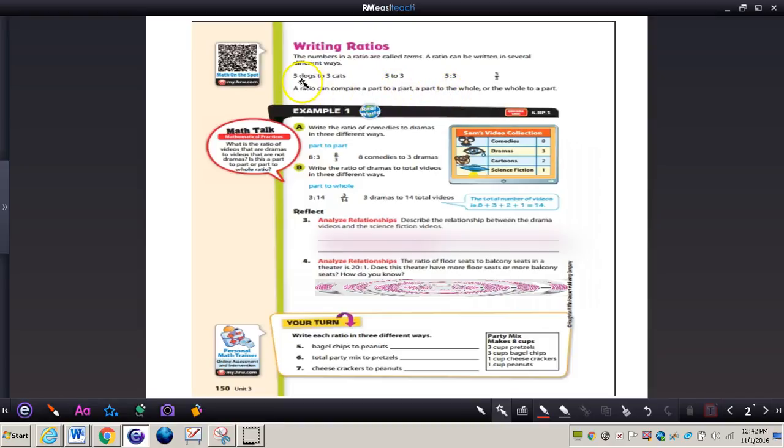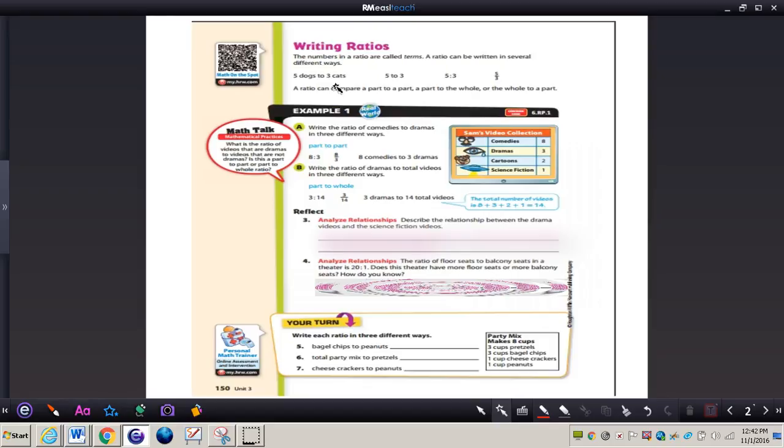If we have part to whole, we're taking a look at 5 dogs compared to a whole entire group of animals. So it'd be 5 to 8 because there's 8 total items. Or whole to part. So we can see 8, the whole amount, to 5 dogs for this one. Alright, so let's take a look at letter A.